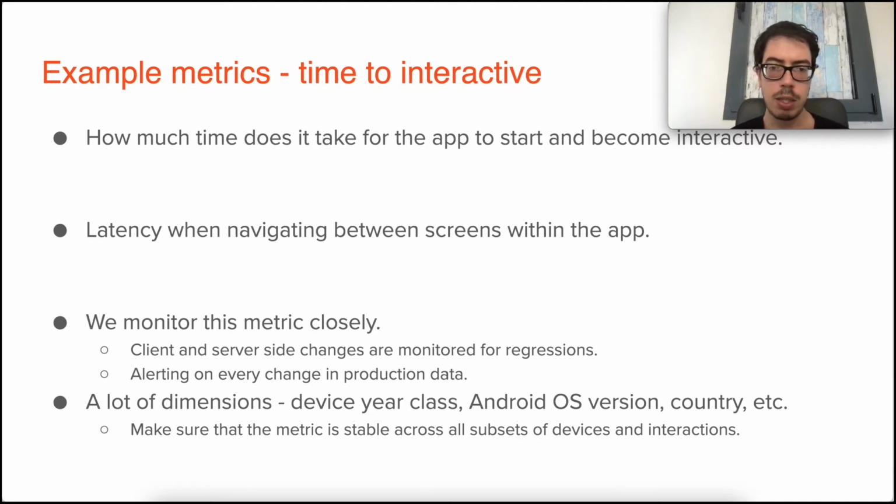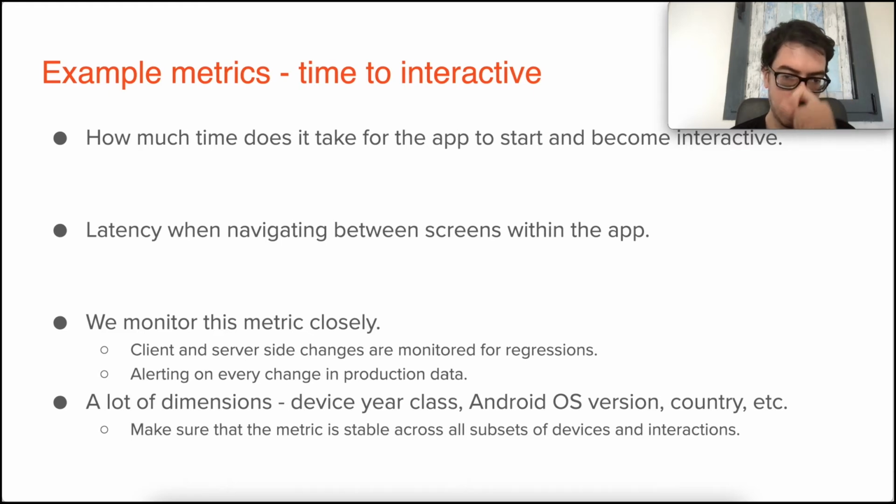Every client and server-side change is monitored for regressions. We look at the metric whenever we roll out a new change, and we try to make sure that there's no regression in this metric. We try to get a signal as early as possible in the development flow, but we also have alerts on every change in production data. These alerts capture changes not only in latency, but also in the number of samples. We want to make sure that there's no issue with the instrumentation itself, so we also look at the number of samples being collected.